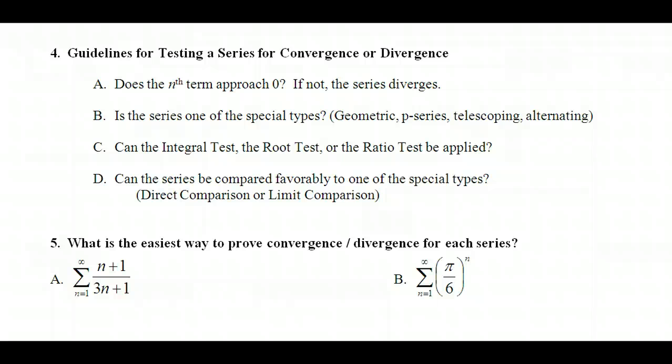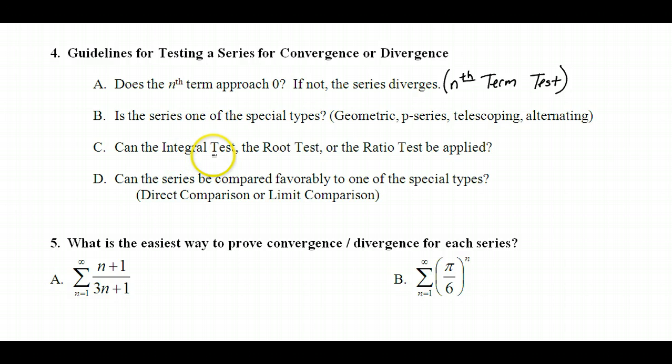But guidelines for testing a series for convergence or divergence. First of all, does the nth term approach 0? And if it doesn't, it will always diverge, and basically then you're using your nth term test. So really basic tests that we learned in the first section, or section 2. Then look, is it a specific type of series? Is it geometric, which is obvious to tell? P-series, which is obvious to tell. Telescoping, which is pretty obvious to tell, and alternating. So we want to look for those because those are the easiest.